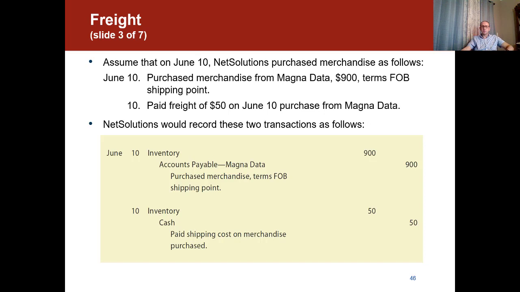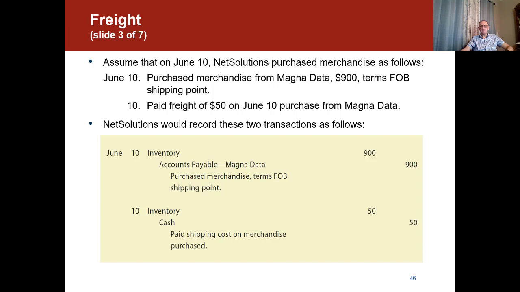So assume that on June 10th, our company, Net Solutions, purchased merchandise as follows. They purchased merchandise from Magna Data. The cost was $900. The terms were FOB, or free on board shipping point. So Net Solutions in this case took responsibility for the shipping of this merchandise once it left Magna Data's warehouse. They also paid $50 freight on June 10th for the purchase from Magna Data.